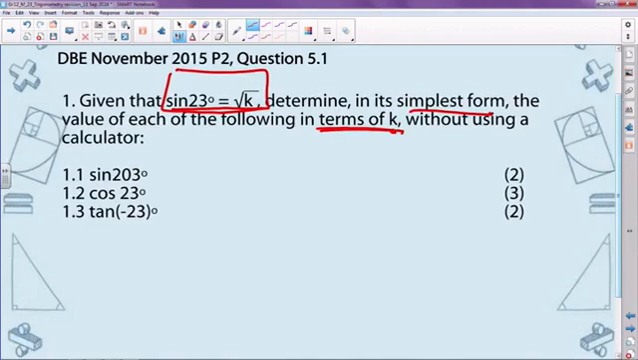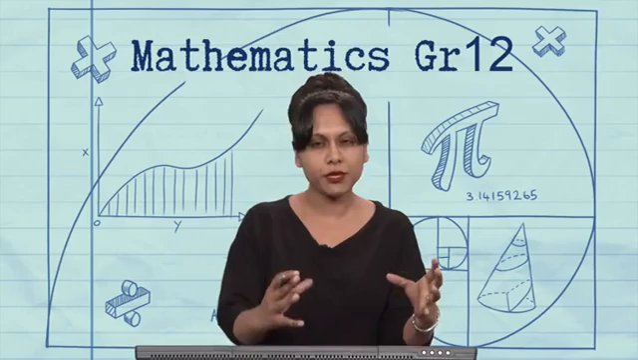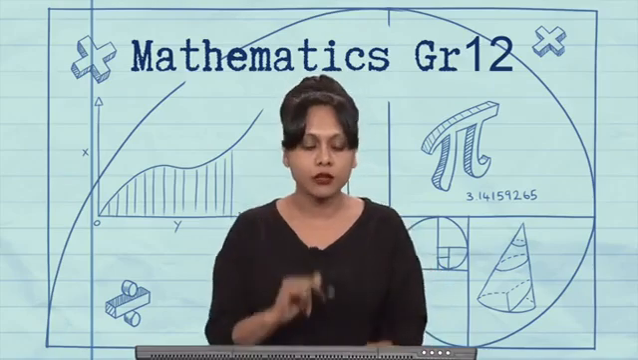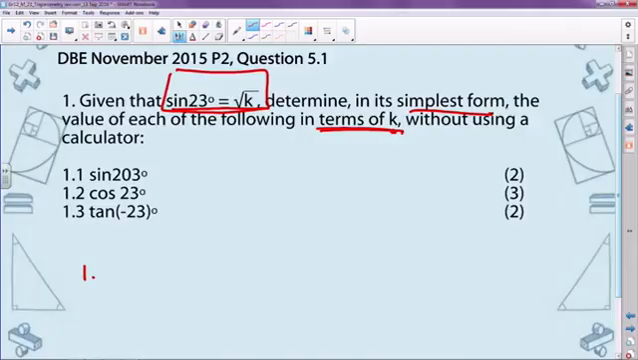But we're going to try and reduce each of the different ratios that they have given us in this question, try and reduce it or relate it back to sine 23. Why do we want to do that? Because that's the bit of information that we've been given, okay? So how do we go about the first one? Well, we've got sine of 203 degrees.